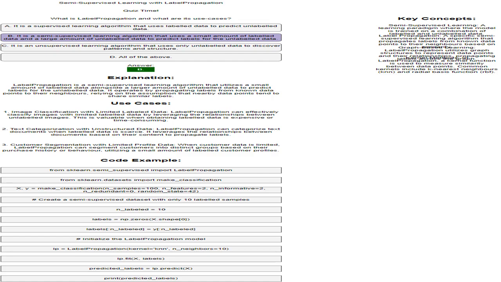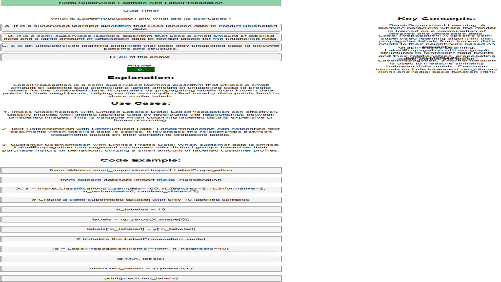B. It is a semi-supervised learning algorithm that uses a small amount of labeled data and a large amount of unlabeled data to predict labels for the unlabeled data. Semi-supervised learning: a learning paradigm where the model is trained on a combination of labeled and unlabeled data. This approach is valuable when obtaining fully labeled data is expensive or time-consuming. Semi-supervised learning algorithms leverage the information from both labeled and unlabeled data to improve their performance.